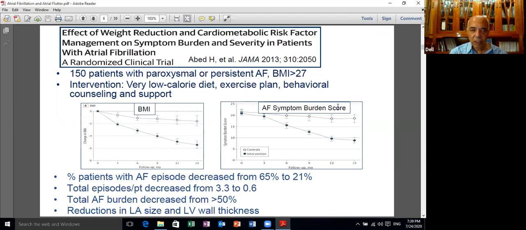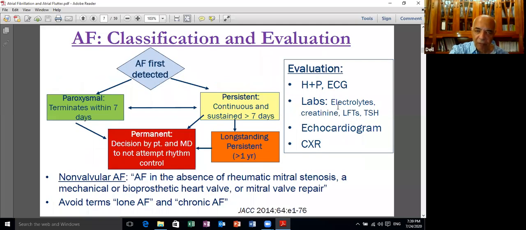And with the associated significant loss of weight, there was a marked decrease in the atrial fibrillation symptom burden. So the atrial fibrillation risk decreased in these patients. There was a reduction in the left atrial size and left ventricular wall thickness. So weight loss is an important preventive measure in atrial fibrillation, not to be missed and not to be overlooked.